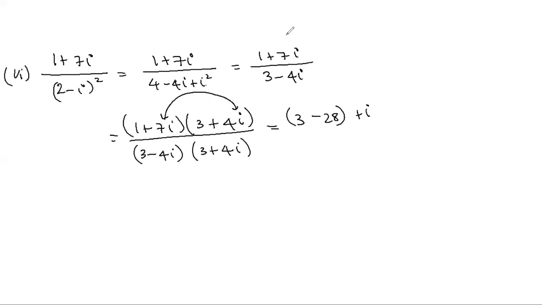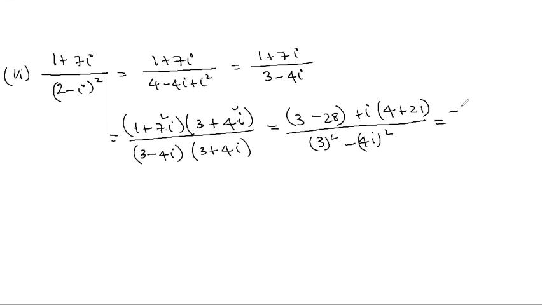Then how do you get i? When 1 multiplies with 4i, and 7i multiplies with 3, 21. So this is 3 square minus 4i the whole square. That gives you minus 25 plus 25i divided by 25, which will give you minus 1 plus i. That is your z.